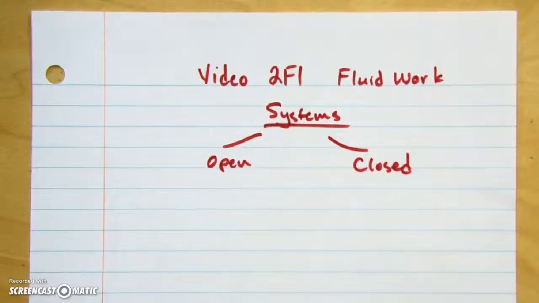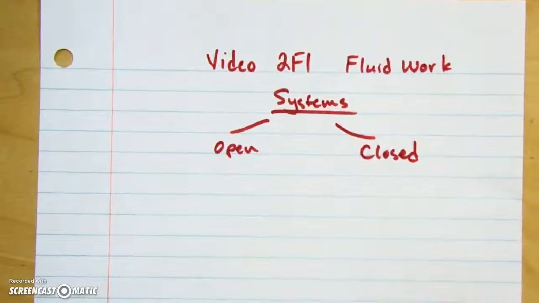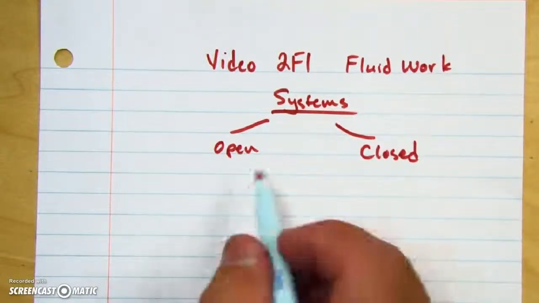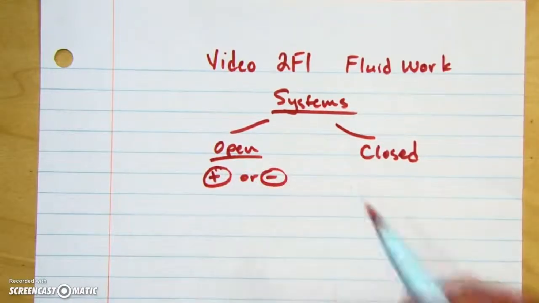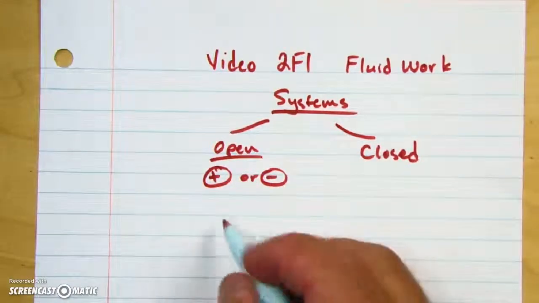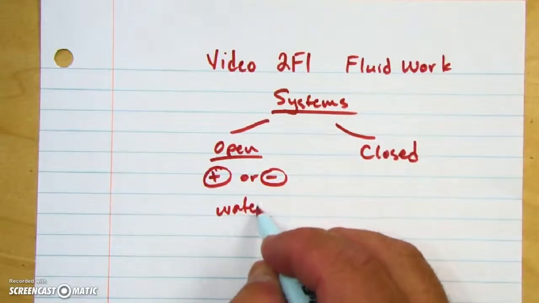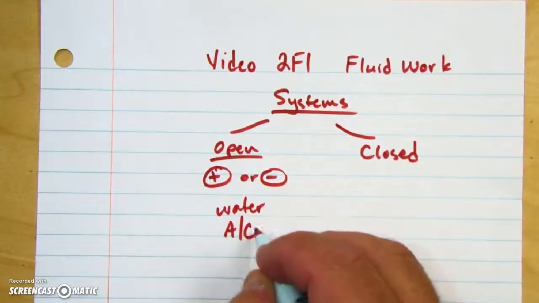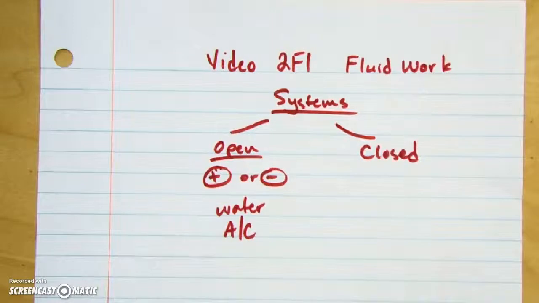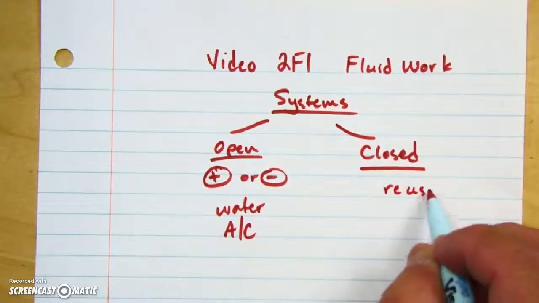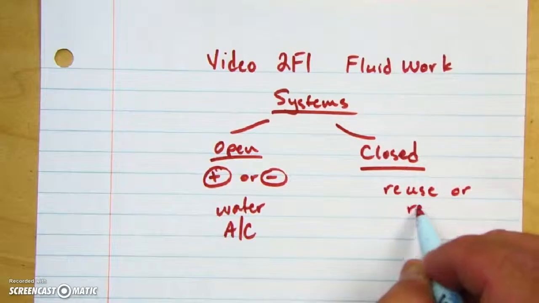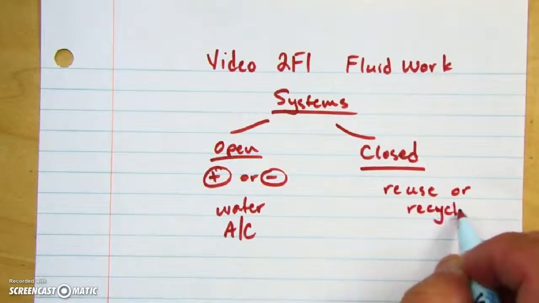Now, this may be a Captain Obvious type thing. An open system is one in which I can add or remove fluids. So something like the water system in your house, your air conditioning, in which you're adding air and taking air away, it's open. It's not a closed system. A closed system, we just simply reuse or recycle the fluid over and over again.